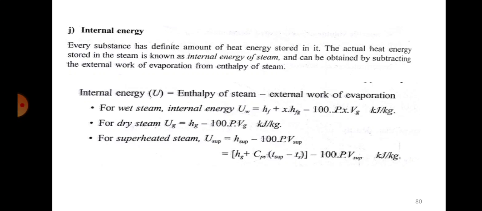For different conditions of the steam you have the same formula, but it varies because of its enthalpy value. For wet steam it will be hf plus x into hfg, that is the enthalpy, minus 100 into P into x into Vg. For dry steam it will be Hg minus the same thing, 100 into P into Vg. For superheated steam it will be H superheated minus 100 into P into V superheated. Okay, so that is about internal energy.